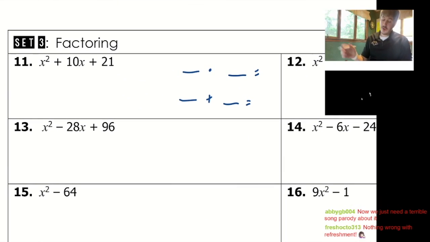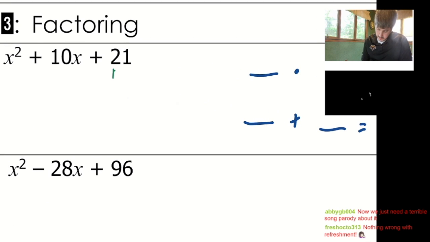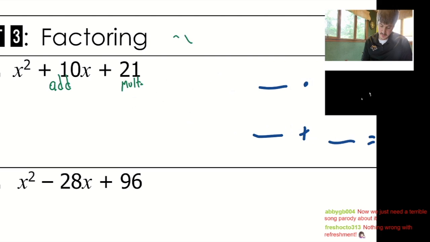So it's always 2 numbers that multiply into the C term. So if it helps you, you want 2 numbers that multiply into the 21, and then 2 numbers that add into the B term, which is this. And I'm calling it the B term because of the generic ax squared plus bx plus c. You should recognize that form as a quadratic.